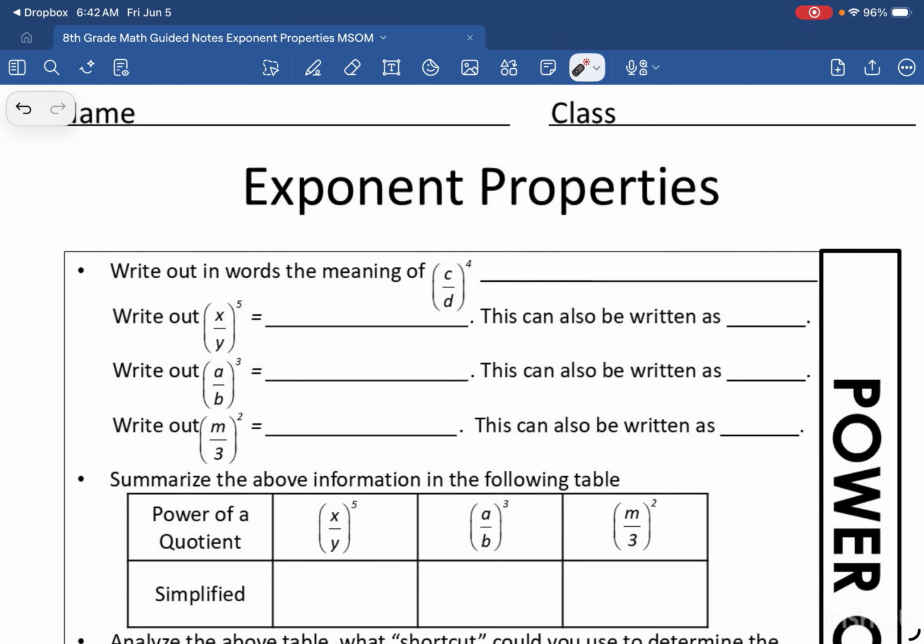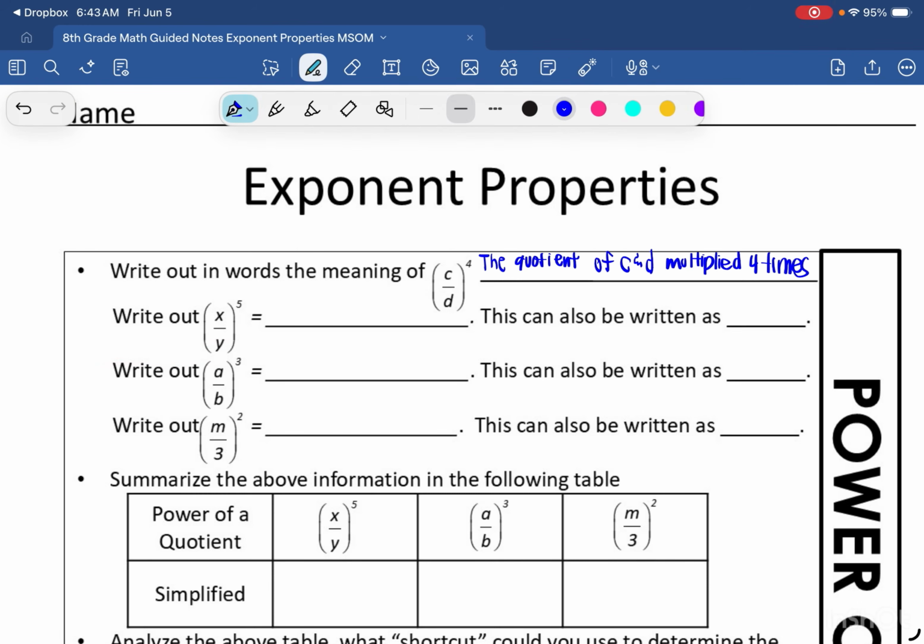Write out in words the meaning of c over d to the 4th. This means the quotient of c and d multiplied by itself 4 times. Write out x divided by y to the 5th. So I would have x divided by y once, twice, 3 times, 4 times, 5 times. This can also be written as, on the top I have x to the 5th, on the bottom I have y to the 5th.